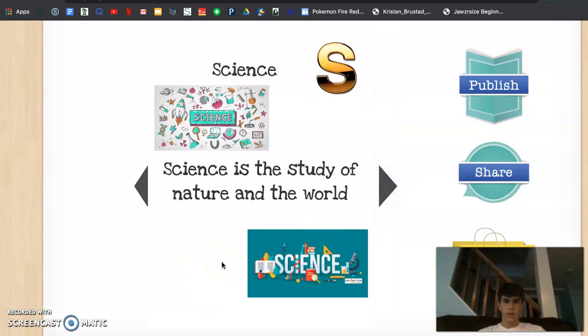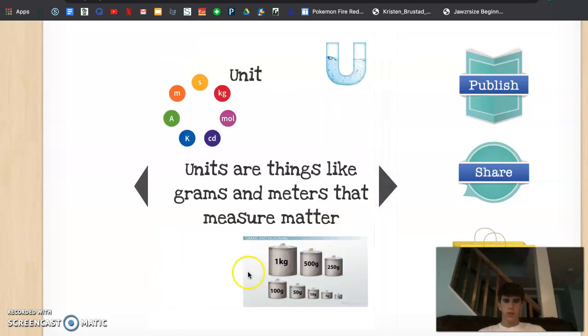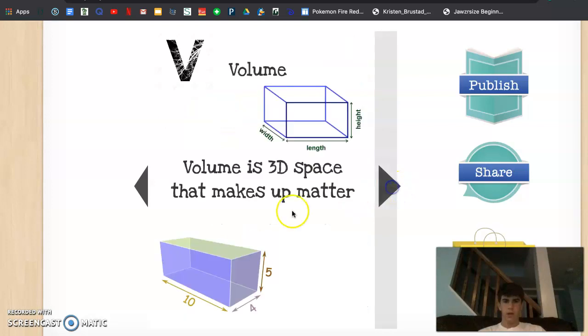S is for science. Science is the study of nature and the world. T is for theory. A theory is a well-proved idea. U is for unit. Units are things like grams and meters that measure matter.